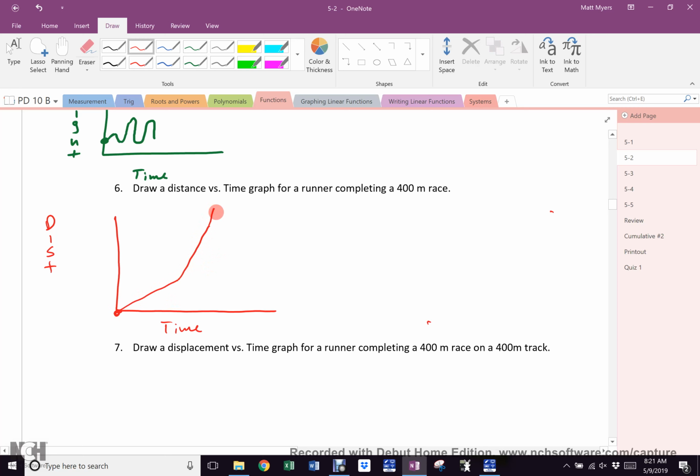Does it ever go back to start? But the track is a circle. So why doesn't this go back to start? Because I'm comparing distance. I ran 400 meters. So it can only go up because distance is scalar. Yeah? Now we change it.